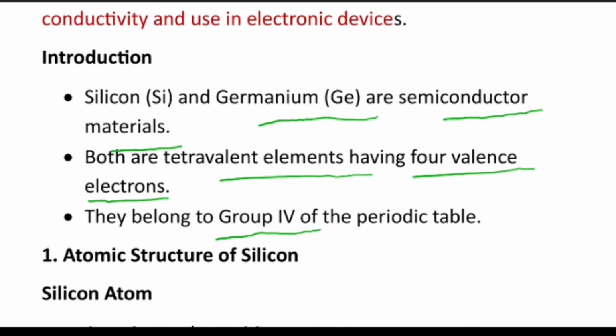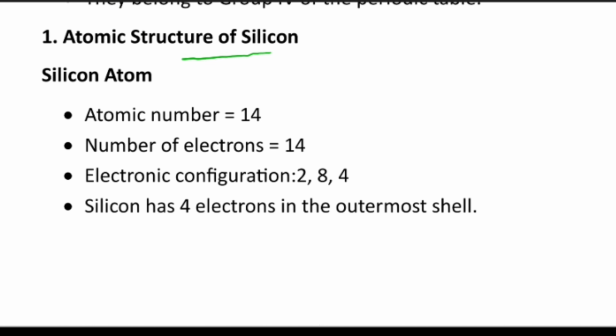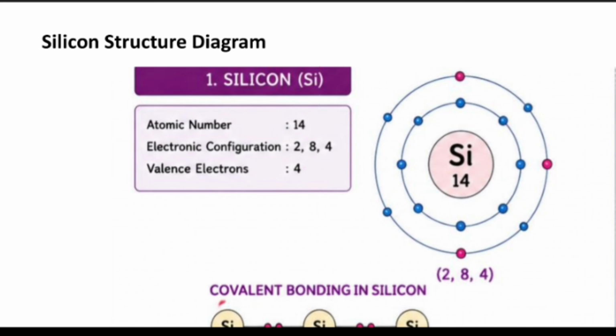Coming to the atomic structure of silicon, the atomic number is 14, the number of electrons is 14, and the electronic configuration is 2, 8, 4, so silicon has 4 electrons in the outermost shell. This is the silicon structural diagram, with the atomic number, electronic configuration and valence electrons. You just see the 2, 8, 4 electrons around the silicon. This is the diagram you can represent.